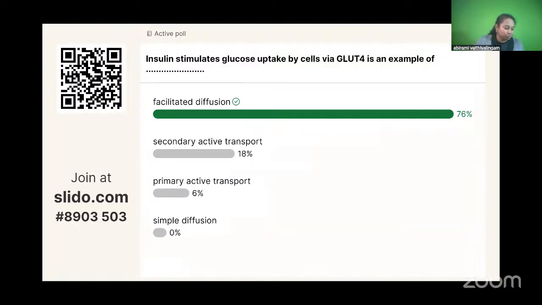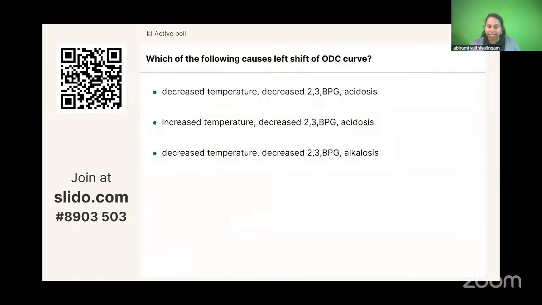Just for analysis, I'm showing, after the class, how much you're able to attend. Secondary active transport, those of you who gave, please correct that. Some of you have given primary active transport. Why do you give primary active transport? Primary is only ATPase. Only ATPase will be primary. Okay. The answer is facilitated diffusion. Answer the second one, please. Think and answer. This is your FMG repeat question.